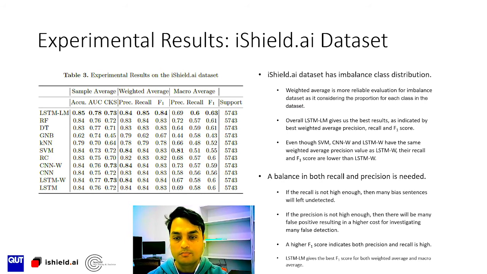A balance in both recall and precision is needed, because if the recall is not high enough, then we will not be able to detect much bias in the text. On the other hand, if the precision is not high enough, we will end up with many false positives. A higher F1 score means both precision and recall are high. LSTM-LM gives us the best F1 score for weighted average and macro average. This means our LSTM-LM is the most suitable model for detecting bias in enterprise contents.